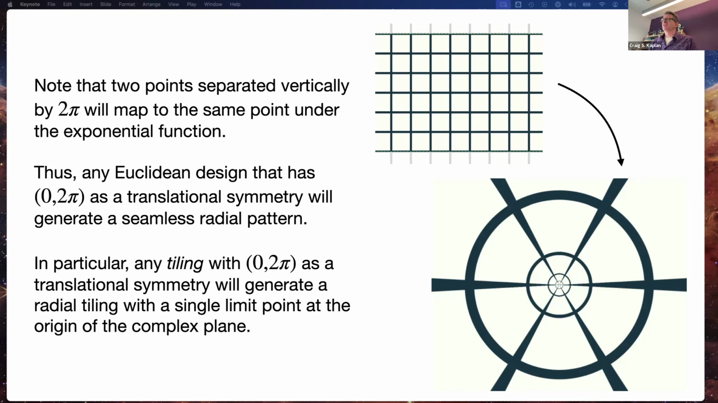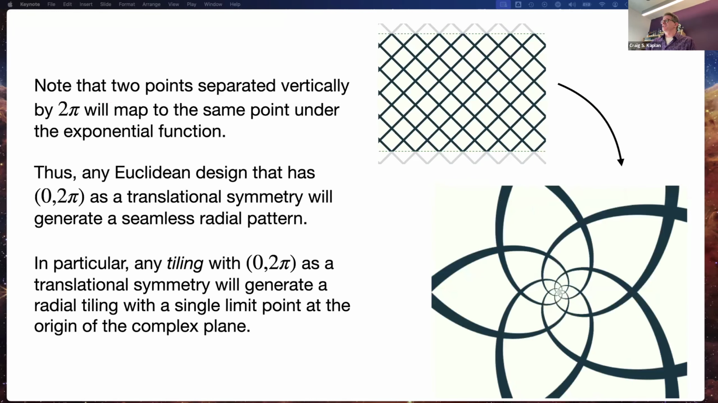And there are lots of ways to do this. So here I've got the tiling by squares, where I have exactly 6 squares lined up between y equals 0 and y equals 2 pi. I take the exponential of that, and you'll see that I get circles containing 6 projected square tiles in each concentric annulus here.